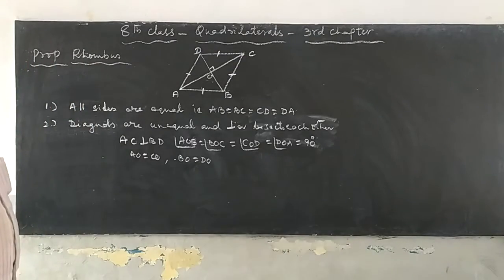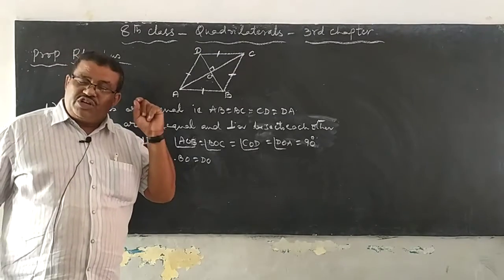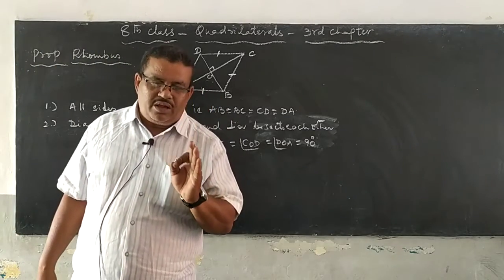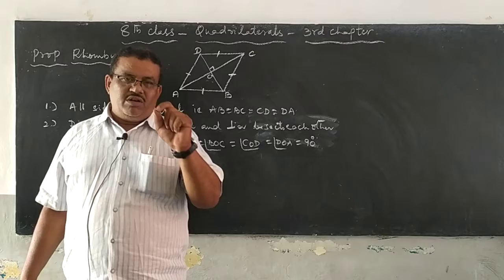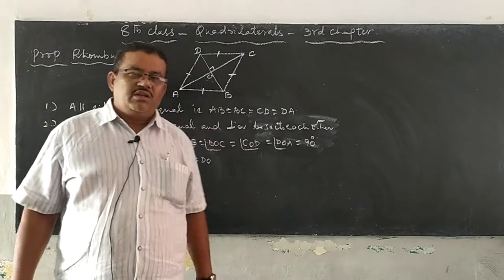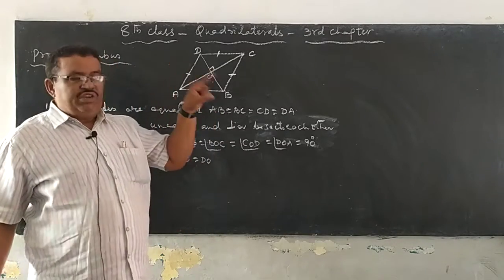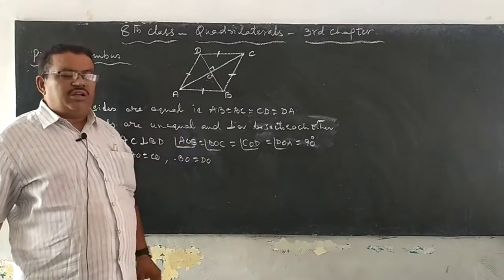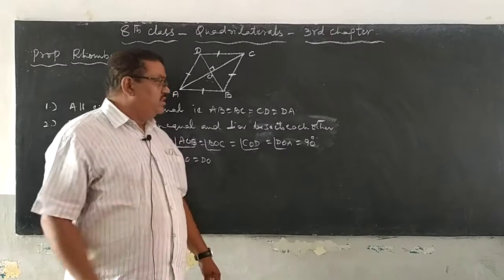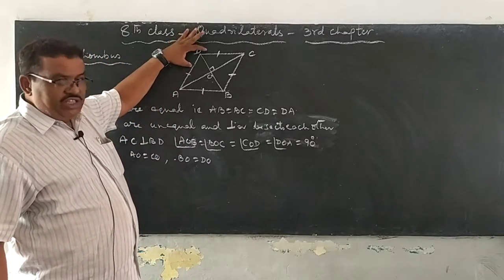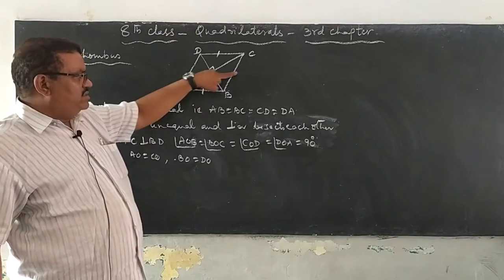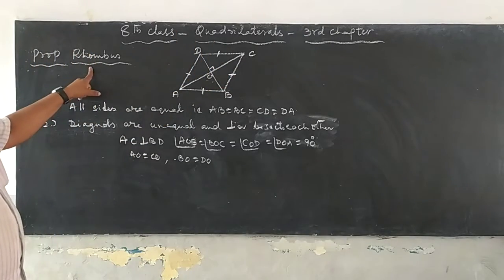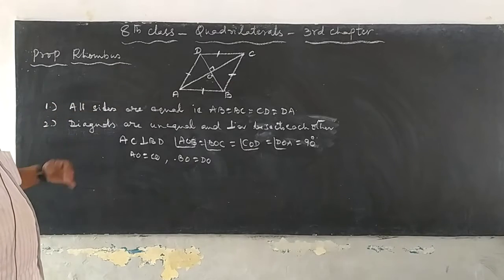What is rhombus definition? First of all, you have to write the definition of rhombus. What is the definition of rhombus? A rhombus is a parallelogram in which any pair of adjacent sides are equal. Such one is said to be rhombus. That is the definition of rhombus. First write that one, afterwards write these properties.